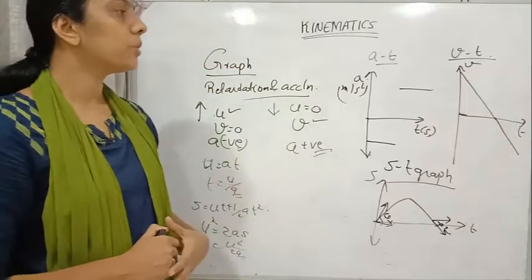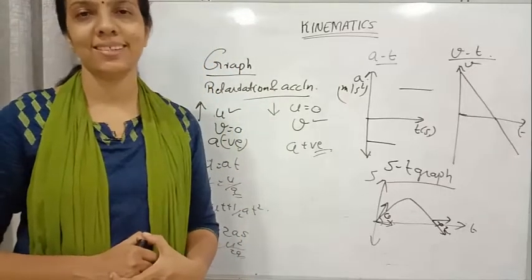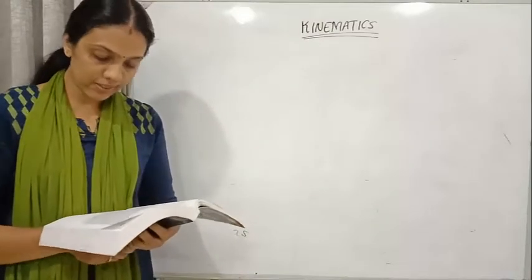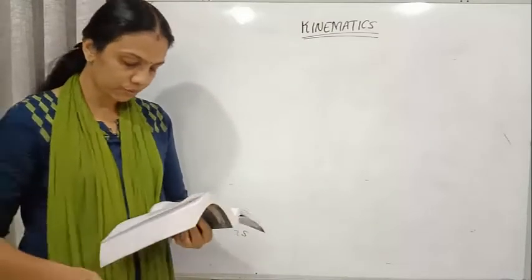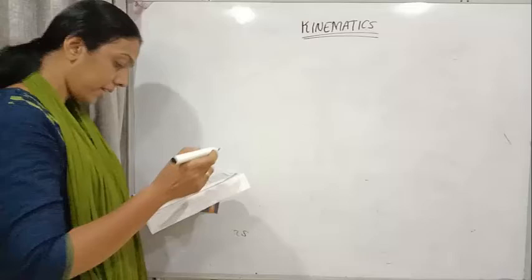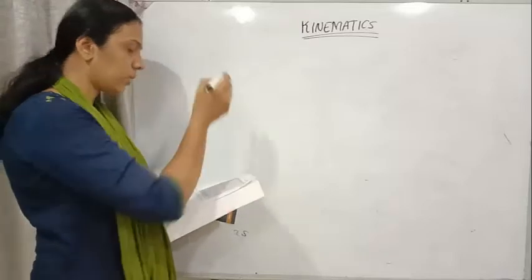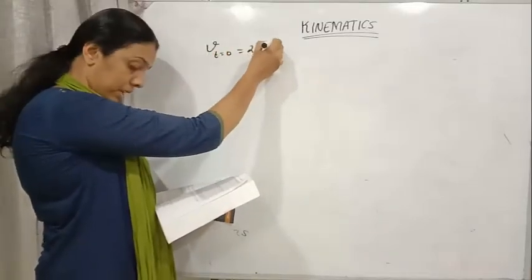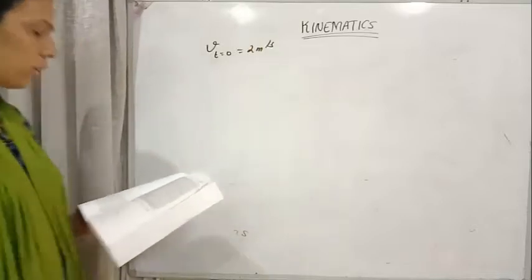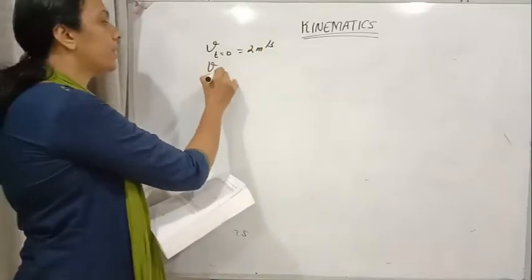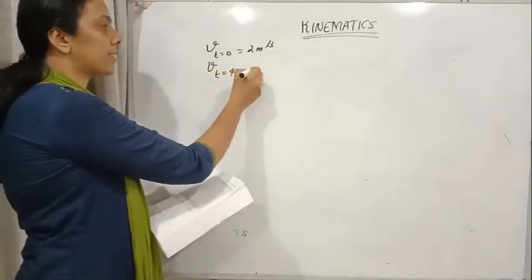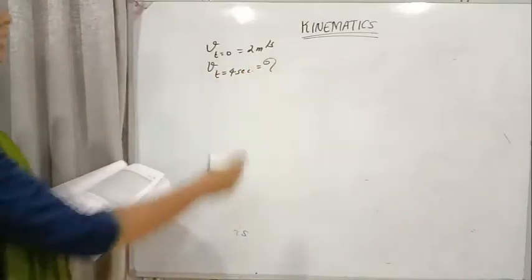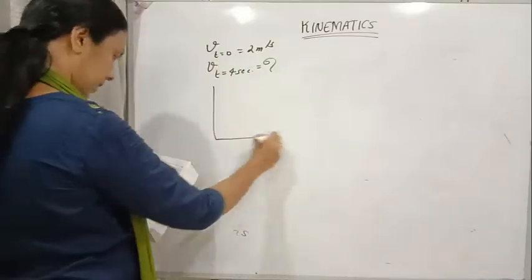So now we are going to do some numericals relating to this. The acceleration time graph of a particle moving in a straight line is as shown in the figure. The velocity of the particle at time t equals 0 is 2 meter per second. Find the velocity at the end of the 4th second. T equals 4 seconds, we need to find the velocity. So initially velocity is 2 meter per second. The graph is given like this.